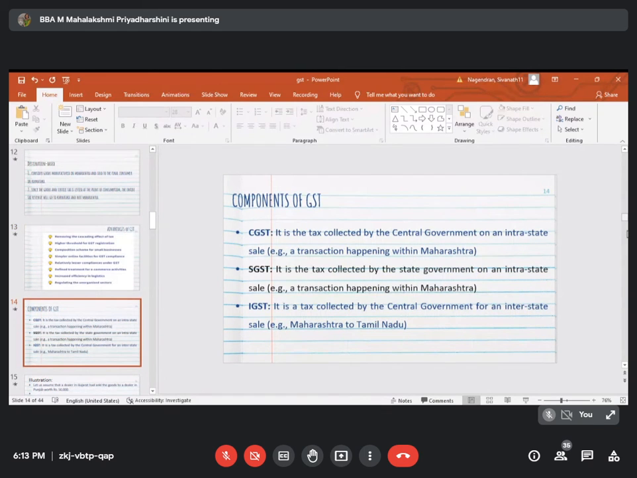So again we are having three components. CGST is collected by the central government on an intra-state sale. Okay, for suppose within a state when a transaction நடக்குது அப்படின்னா, that we are calling an intra-state sale, that is collected as CGST, and state government for intra-state sale. State government வந்து some 6%, 12% ன்னு சொல்லி GST போறத SGST அப்படின்னு சொல்றோம்.